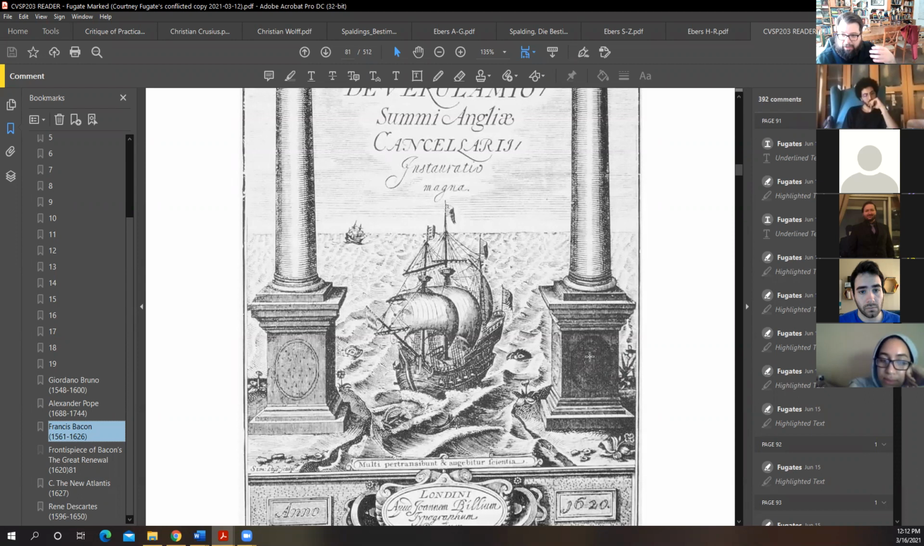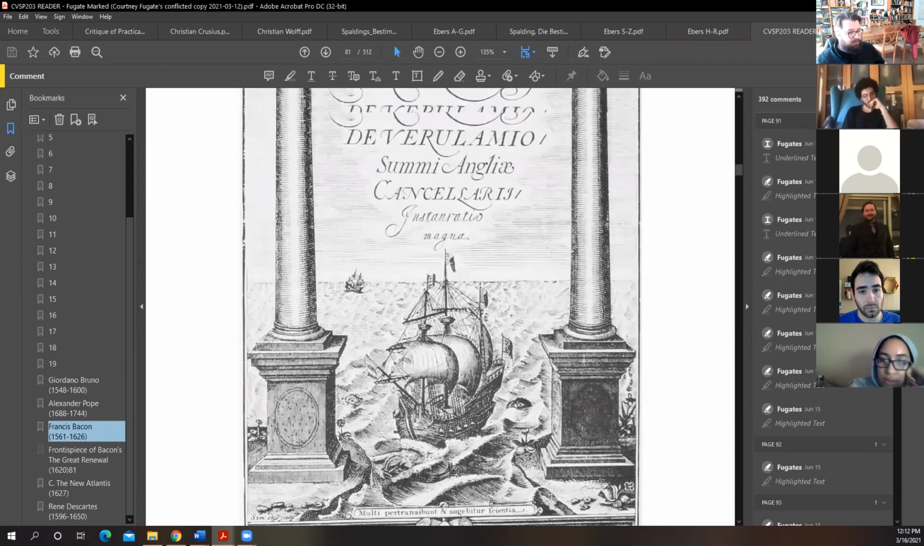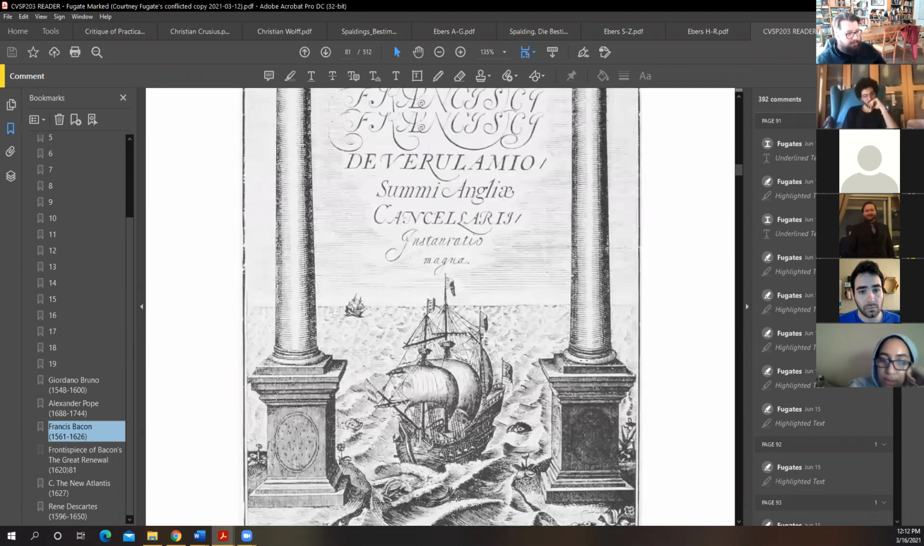representation that Bacon himself devised to kind of give you a sense of what he's all about, what the Great Instauration is about. Does someone want to tell us what's happening in this picture? What do you see?